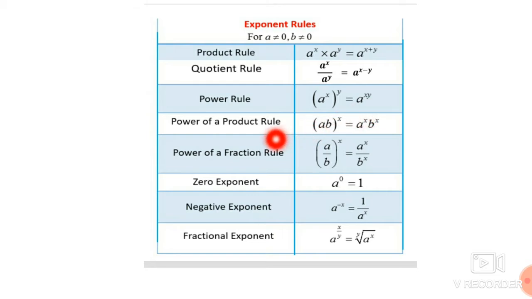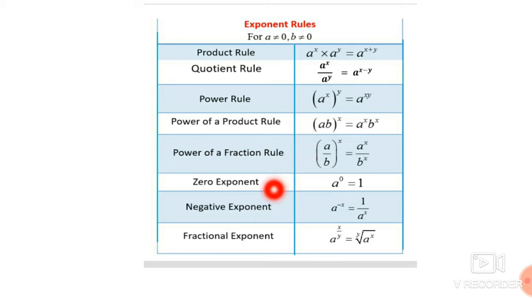Next, power of a product rule. If we have a product and there is an exponent over them, then this exponent is applied to both the bases. Next, power of a fraction rule. When we have a fraction in a bracket and we have a whole exponent over it, then this whole exponent is applied on the numerator and denominator separately. We do not apply this rule on addition and subtraction. Only on multiplication and division this rule can be applied.